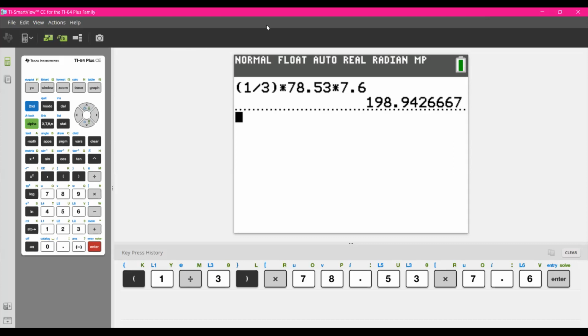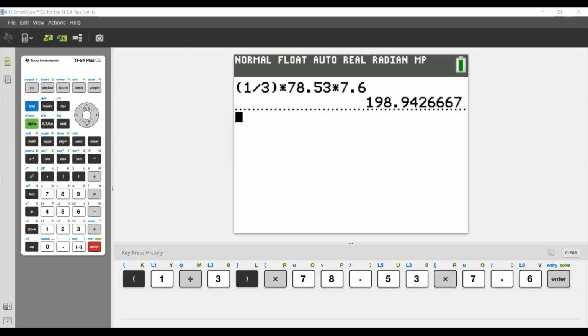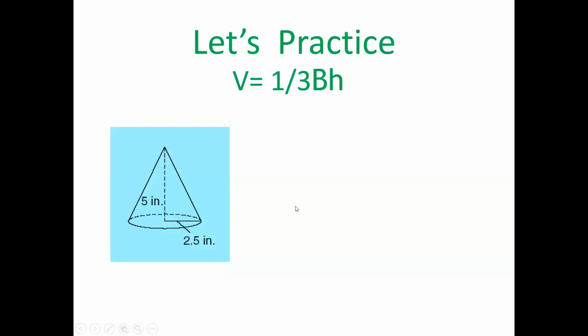All right, so now I'm going to let you try one on your own. Then we'll go over it. Most common mistake students make on this problem is they forget the 1/3. Okay, try this one, please.